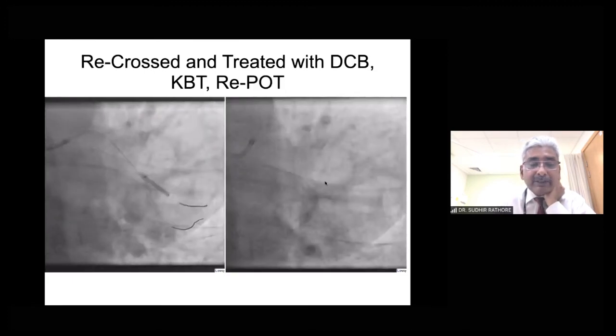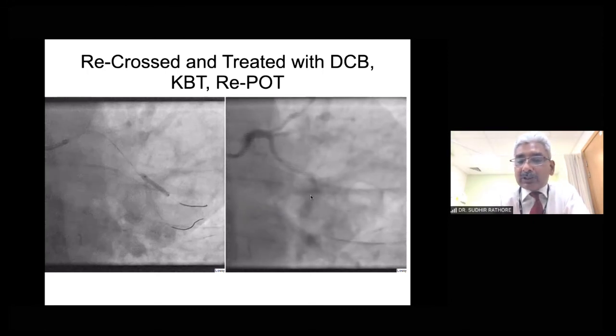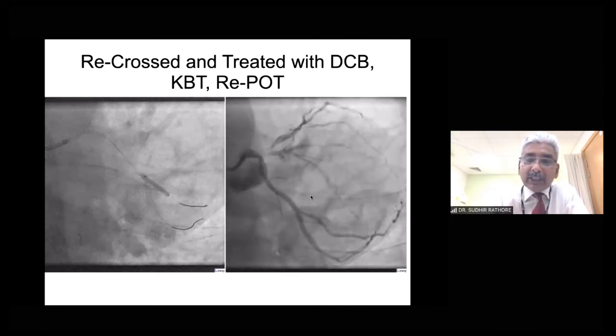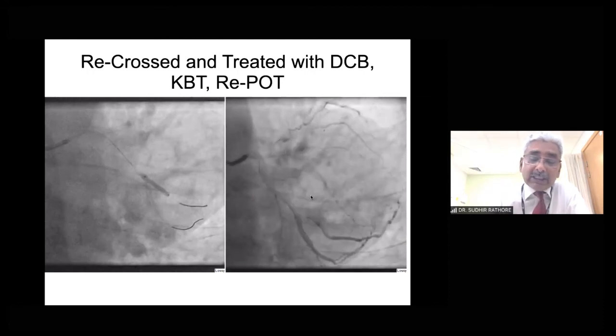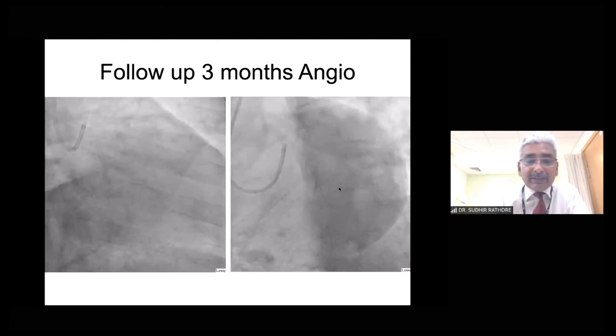I crossed the stent with a wire, and then opened the stent struts with a non-compliant balloon, and then treated it with a drug-coated balloon in the side branch, followed by kissing balloon with the drug-coated balloon and another balloon into the main stent, and following POT, this is the final result.